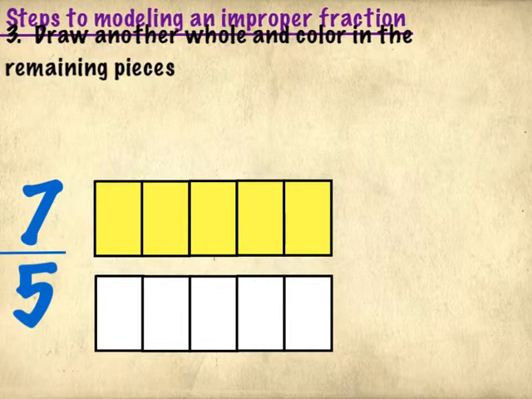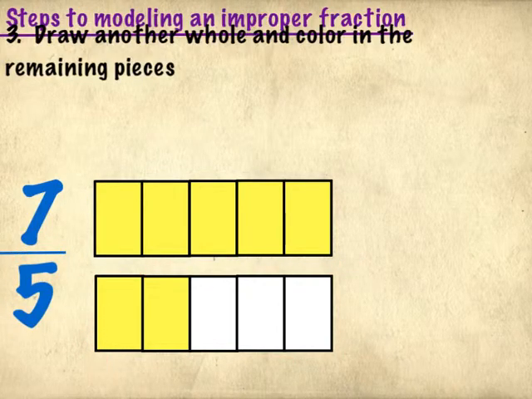So there's another whole chocolate bar with 5 pieces in it. And I need to color in 2 more, so I'm going to do that. And there you have it. I've drawn 7/5. 1, 2, 3, 4, 5, 6, 7 pieces are colored, and there are 5 pieces in each whole chocolate bar.